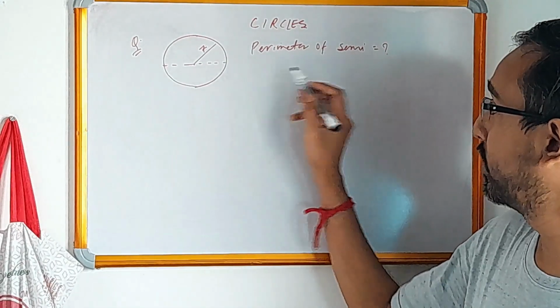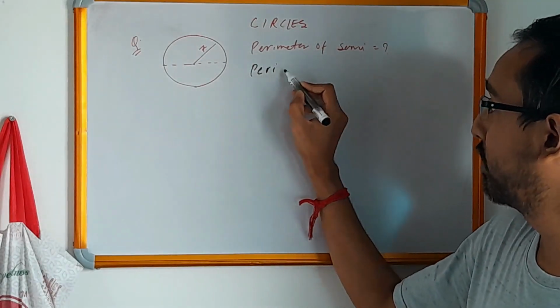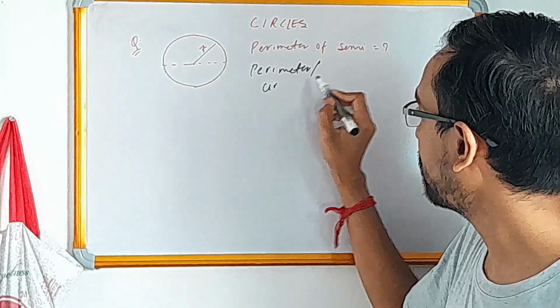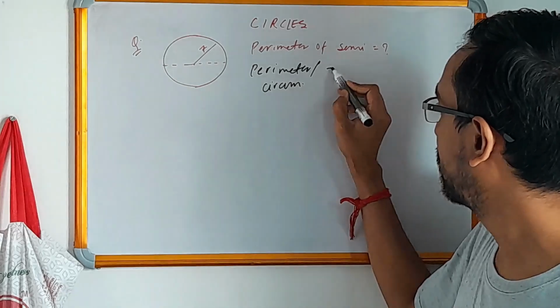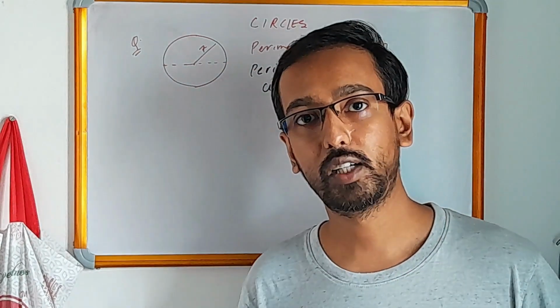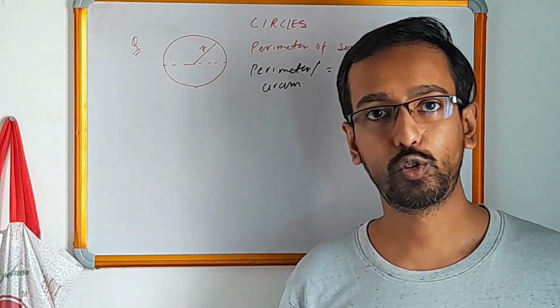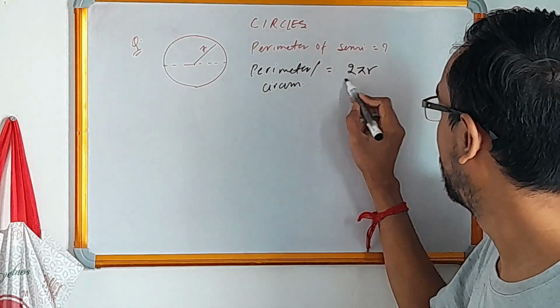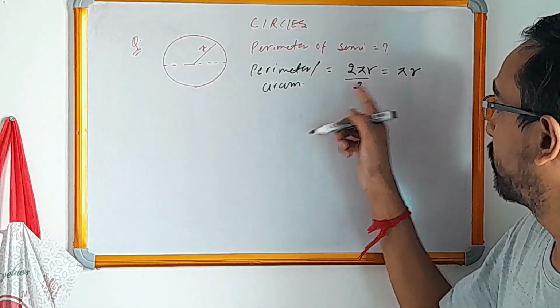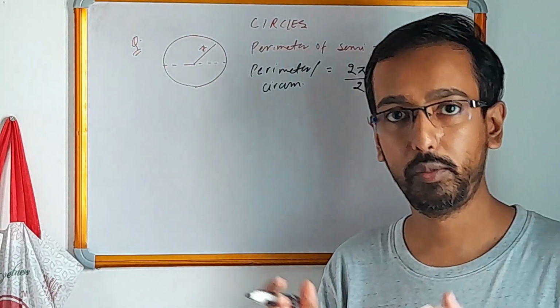So we know that the perimeter is also called the circumference of the circle, and it is given by 2 pi r. And if you want to know the circumference of a semicircle, you have to divide this 2 pi r by 2. That means it will be pi r. Okay, so this will be the circumference of a semicircle.